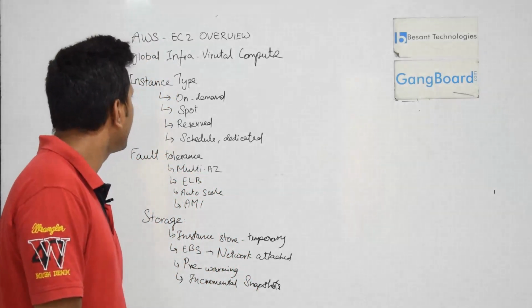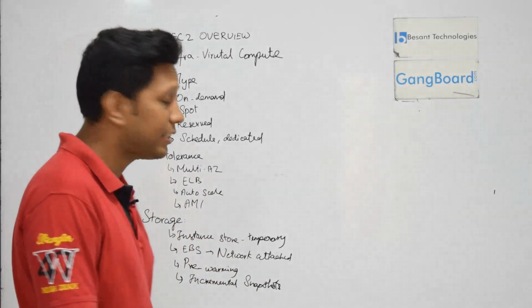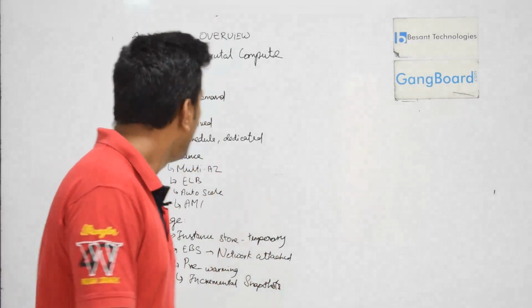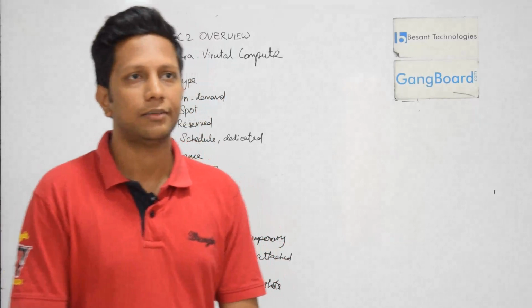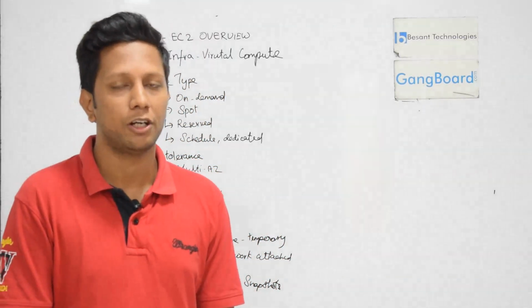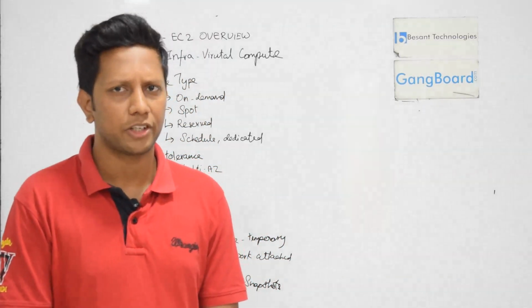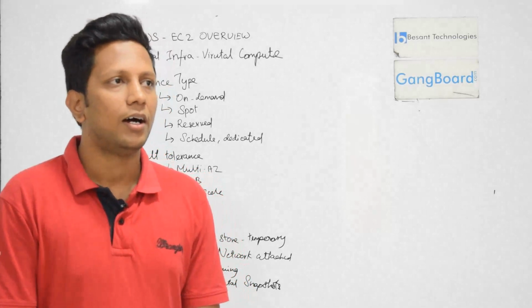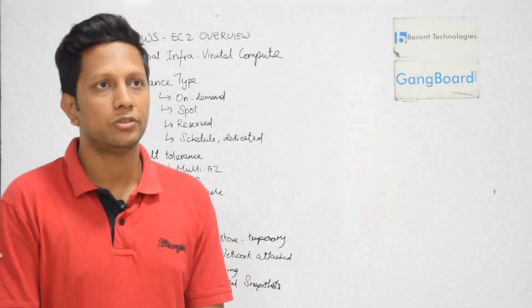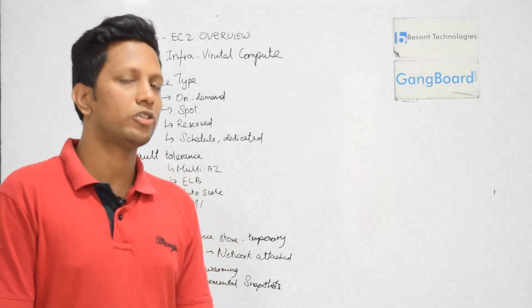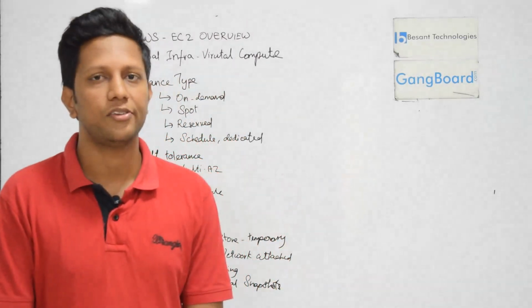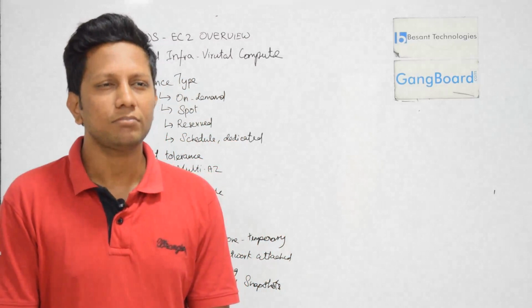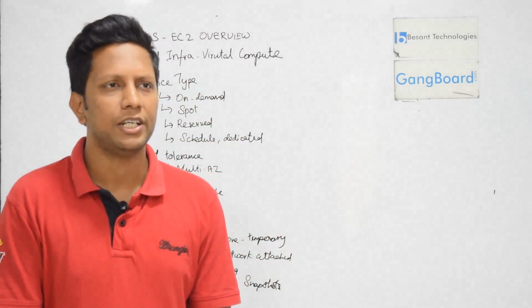Similarly, there are other instance types. Spot is the one where you do not know the life cycle of your application or infrastructure, whatever the job you set. Then you can choose a spot instance, where you just have to bid for the capacity resources and finish your work.